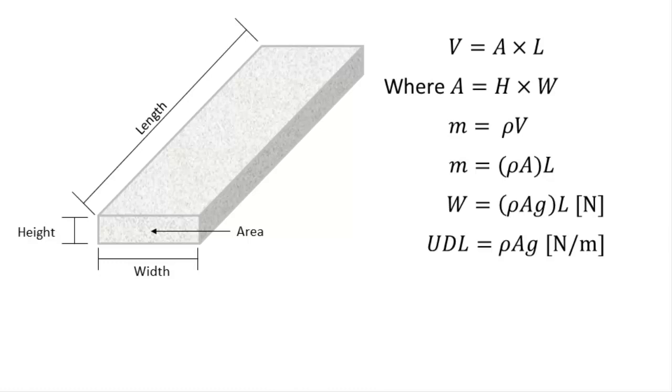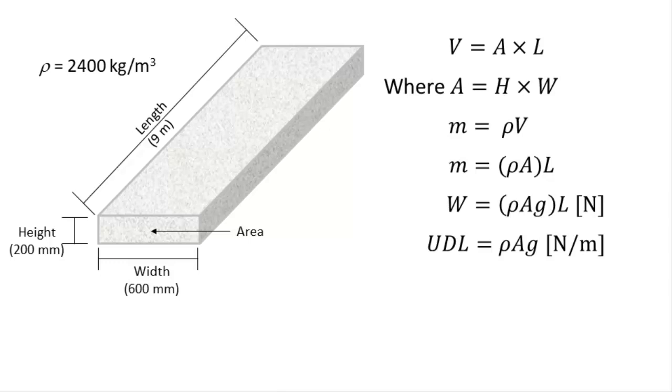Let's look at an example. Suppose this slab has a width of 600 millimeters, a height of 200 millimeters, and a length of 9 meters, and the density of this concrete is 2,400 kilograms per meter cubed. First of all, what's the weight of this slab? And secondly, what's the UDL that it exerts along its length?